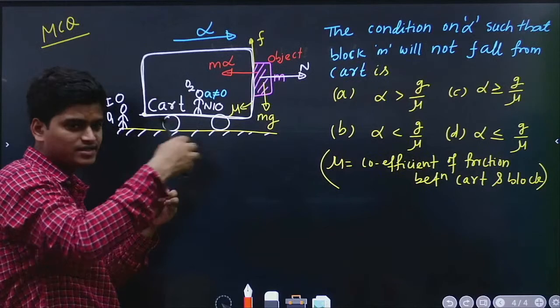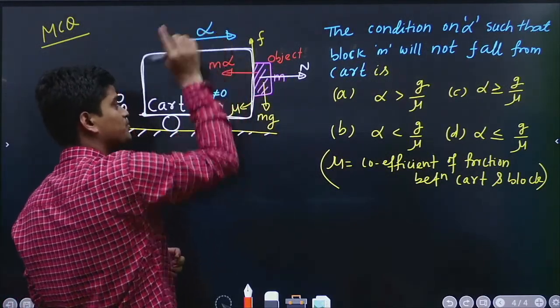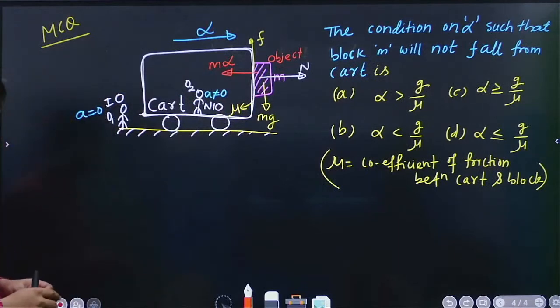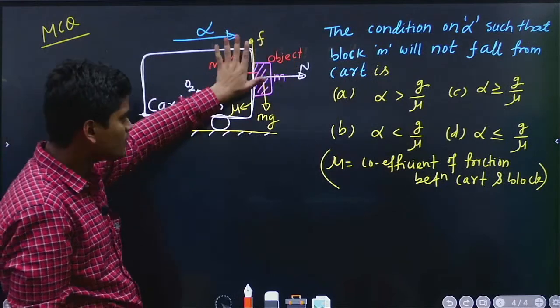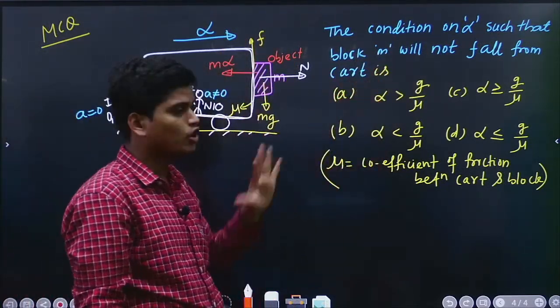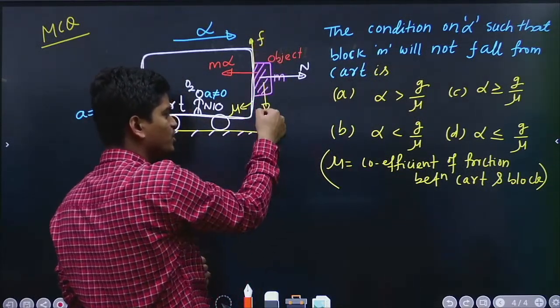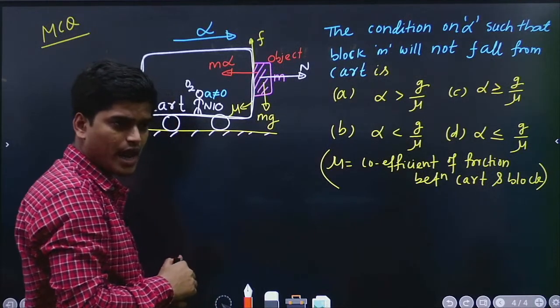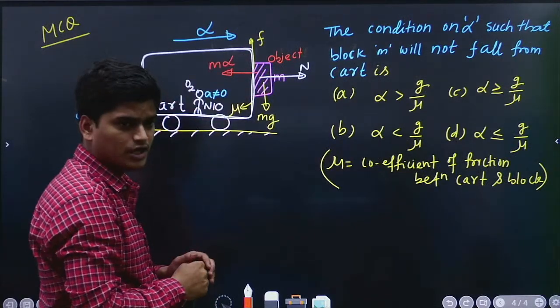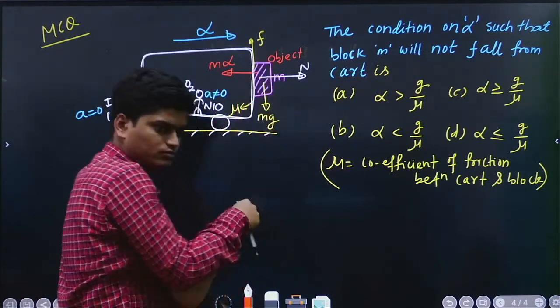Now force means mass into acceleration. So mass of the object into acceleration of the observer. Now m alpha. Now listen. Here what are they telling? They are telling you to find the condition so that this m will not fall. M will not fall means what? This f should be equal to mg. If f is, suppose, less and mg is more, then it will fall down.